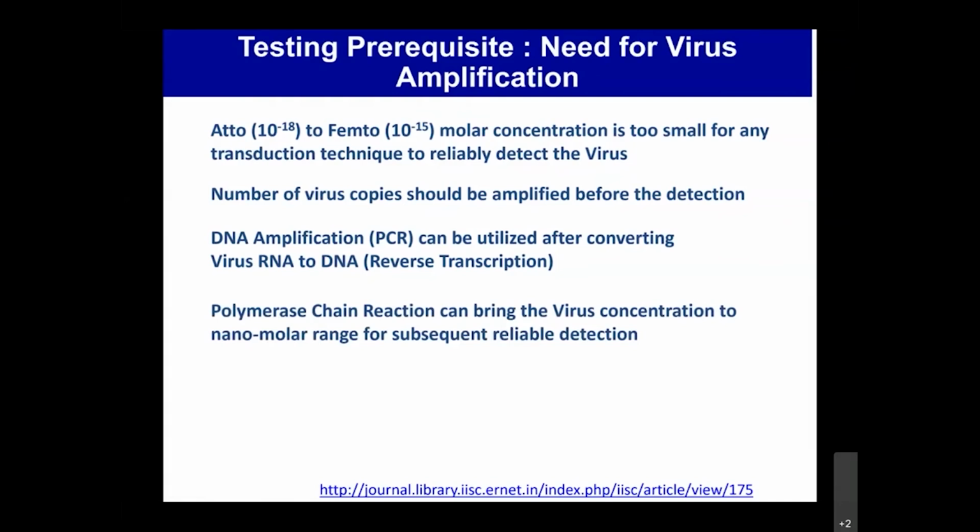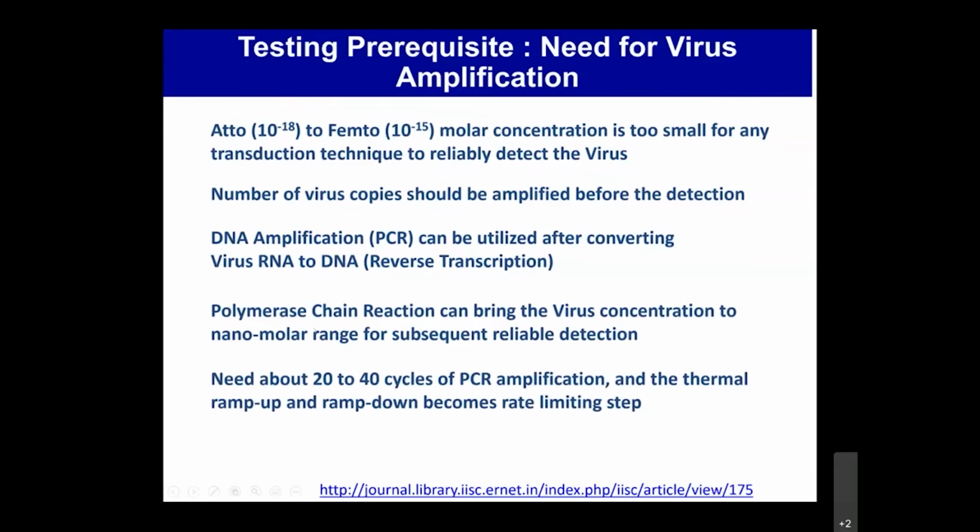So what this polymerase chain reaction amplification does is bring the virus concentration from the atto to femto to nanomolar range, which can now be detected reliably, right? Using different techniques. One of the most important techniques that is used is fluorescence, right? That is how we detect. And in order to come to this stage, we need about 20 to 40 cycles of amplification. I'll come to what I mean by cycle. Thermal cycling of ramping up and ramping down, right?